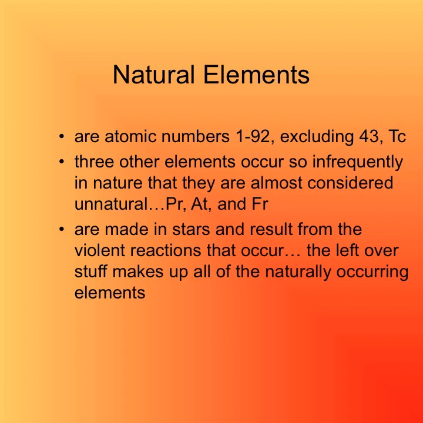And that brings us to the final part of this PowerPoint presentation, which is how elements are made. So we have naturally occurring elements, which are atomic numbers 1 through 92, and we're going to say for right now that is excluding atomic number 43, which is technetium. You recall I said that earlier when I was talking about the transition metals. There are 3 other elements that occur so infrequently in nature that they're almost considered to be unnatural. It's not that they don't naturally occur, they're just found so infrequently, and those are praseodymium, astatine, and francium. So, I keep talking about poor old francium.